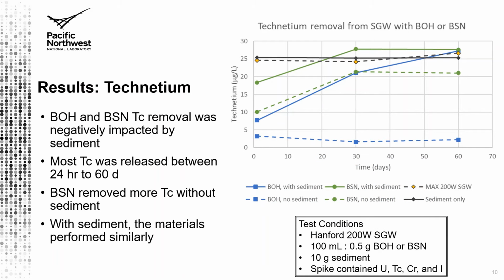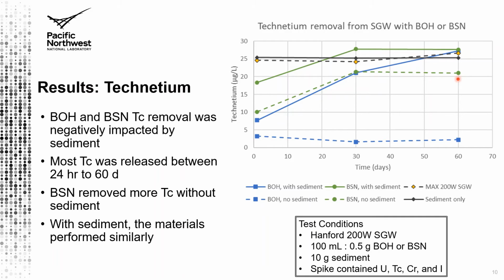Moving on to technetium, again we have the same test conditions with time shown on the x-axis and technetium concentration in micrograms per liter shown on the y-axis. With sediment, shown with the solid black, blue, and green lines, lower concentrations of technetium were removed, and all or almost all of the removed technetium was released back into solution by the end of the experiment at 60 days.